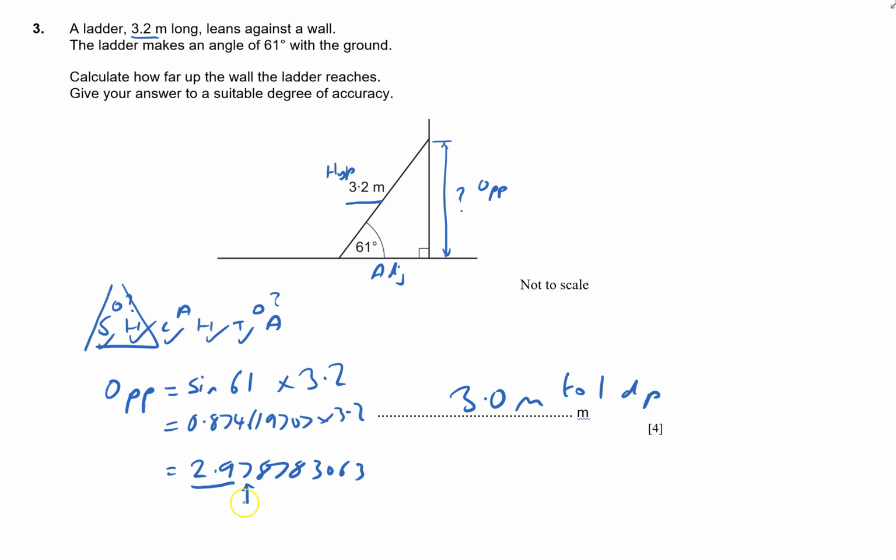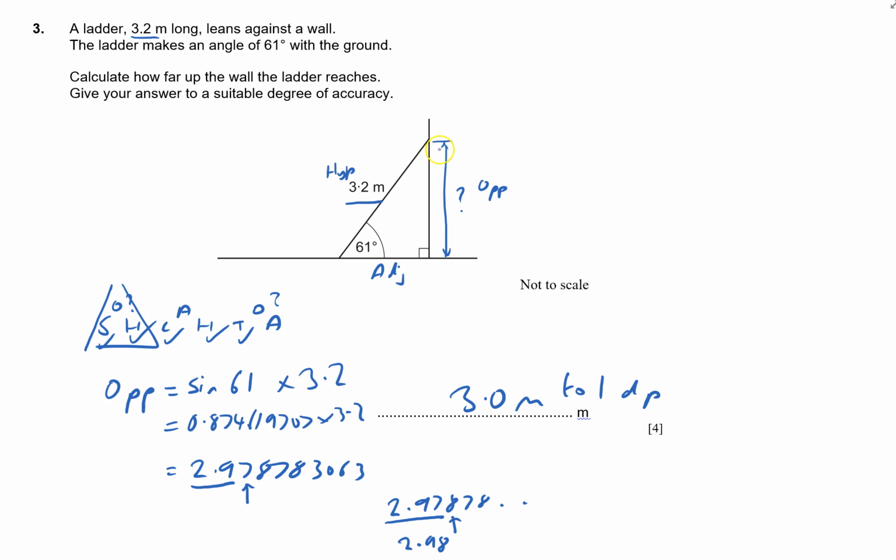I suppose you could have had, if I did 2 decimal places, it would have been 2.97878. 2 decimal places would be like that. You would have rounded it up, so it would have been 2.98. But I think it's better in this case to give it there.